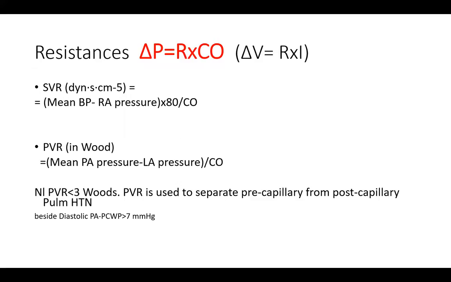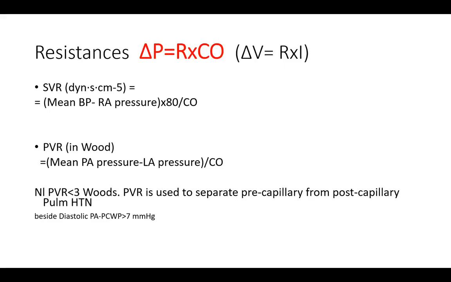It's the vascular resistance equation. It relies on Ohm's law, which is delta voltage equals resistance times current, which translates into delta pressure equals resistance times cardiac output. You need to know it very well. And delta pressure is the inflow pressure minus the outflow pressure. So when we're talking systemic vascular resistance, the inflow pressure is the arterial pressure. The outflow pressure is the RA pressure.